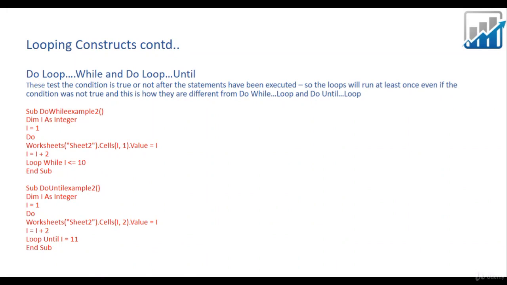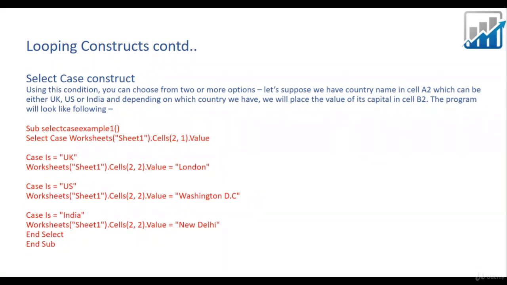So I will be giving these codes, just play around with them, make changes to the values and see how they change your output. The last one which we'll discuss over here is the case construct. Now, as I had mentioned earlier, this is similar to an if statement, but the if statement just allows one condition to be checked. Over here, if you look at this particular example, it says select case. So this is just the syntax, select case, which you'll have to write. Select case worksheets sheet 1 cell 2 comma 1 dot value.